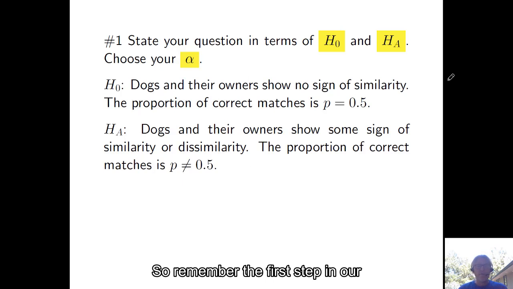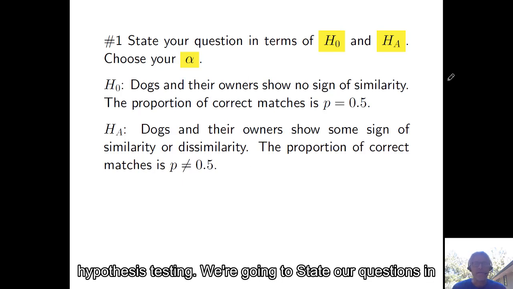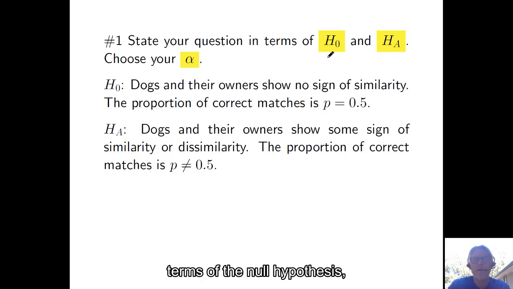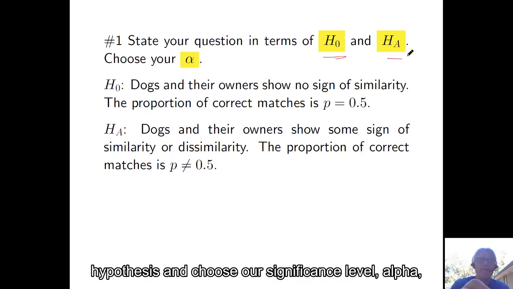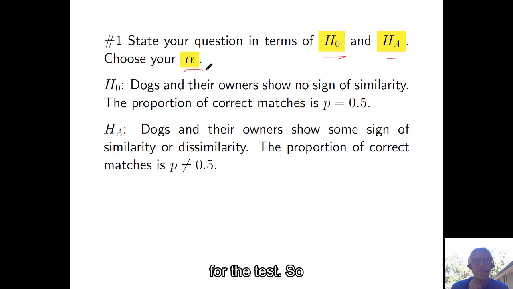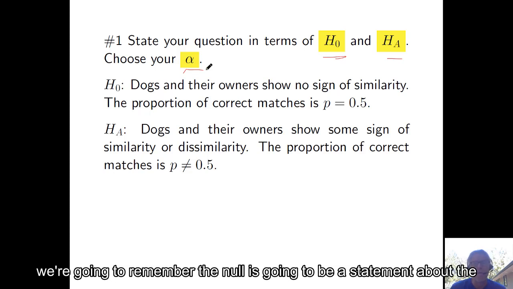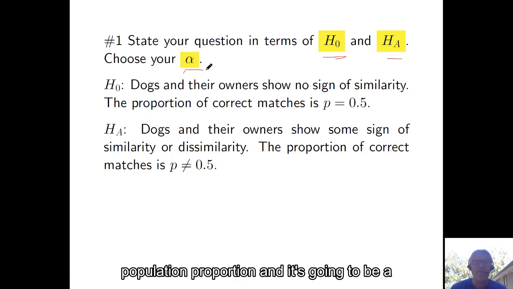So remember, the first step in our hypothesis testing, we're going to state our questions in terms of the null hypothesis, H naught, and the alternative hypothesis, and choose our significance level, alpha, for the test. So we're going to remember the null is going to be a statement about the population proportion, and it's going to be a very specific statement.